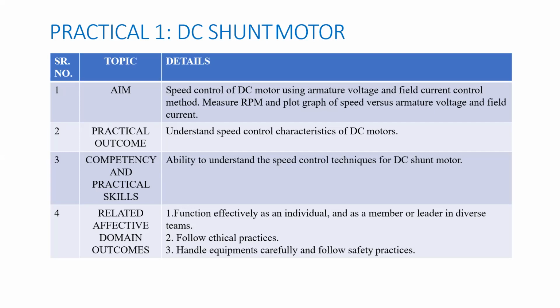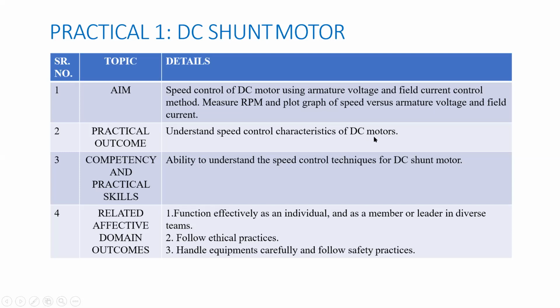Okay. So this DC shunt motor practical 1, the aim is to control the speed of DC motor using 2 methods. One is armature voltage and another is field current control. You have to measure the speed, and then you have to plot the graph of speed versus armature voltage in one case, and in another case speed versus field current. So what will be the outcome of this? The outcome of this is you will be able to understand speed control characteristics of DC motors.